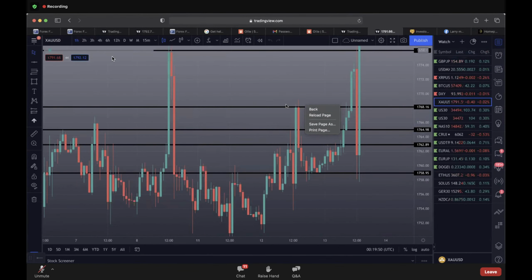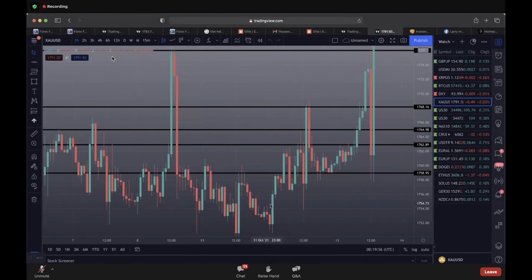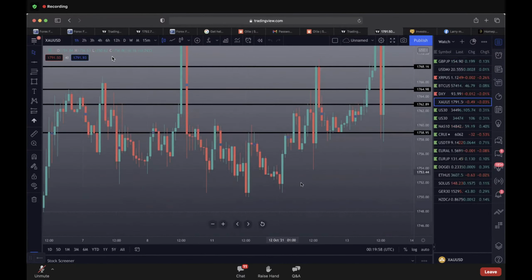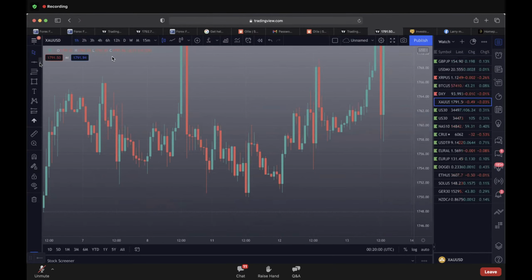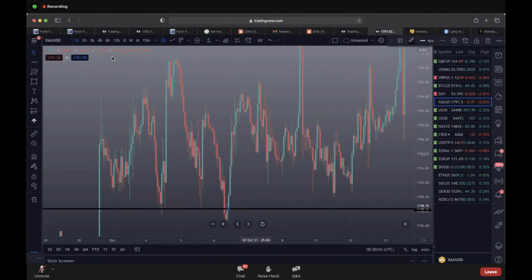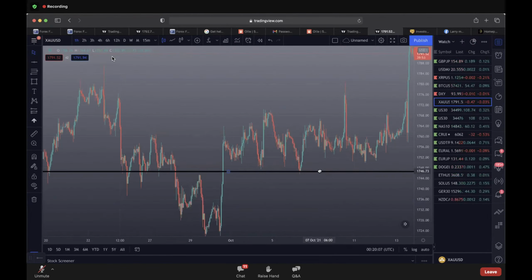Let's go to the next OO. Here's another OO. Okay, so you want to look at your support. Look at your support levels. Draw as many support levels as you can.